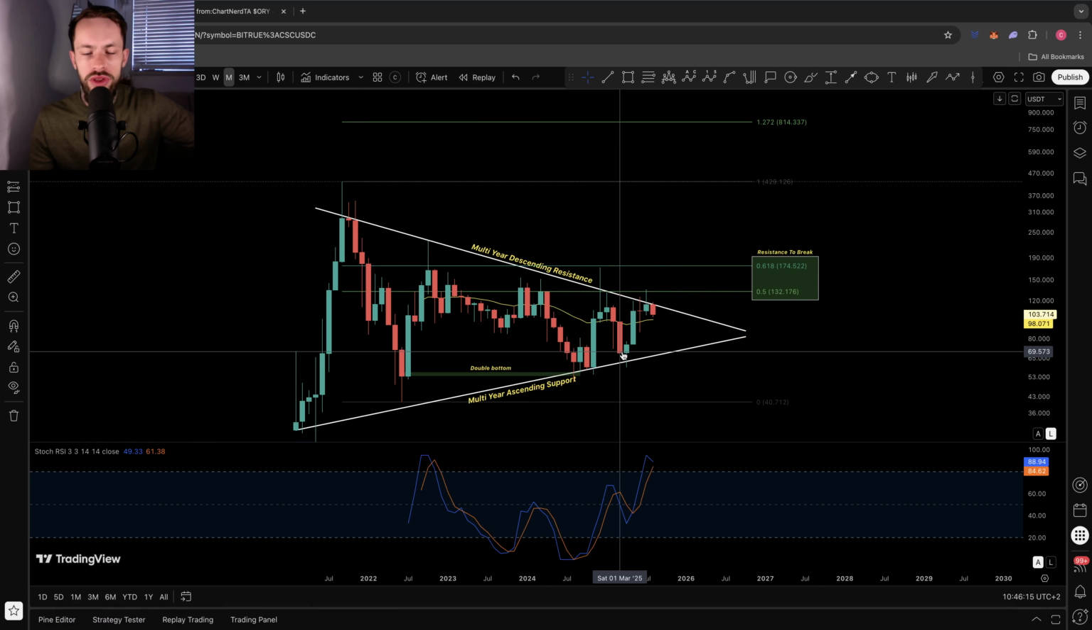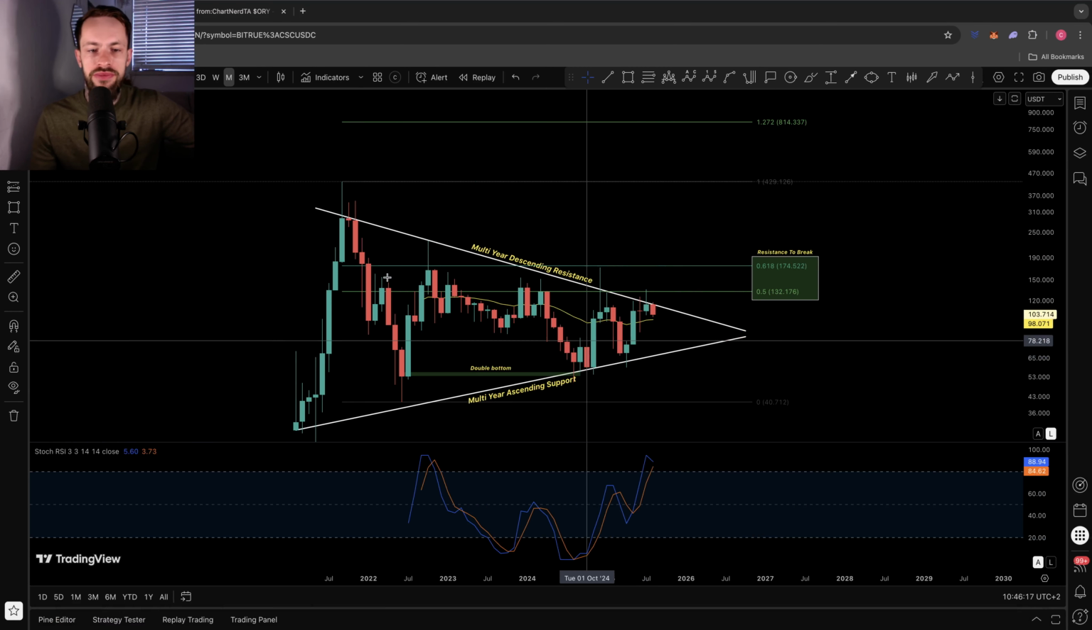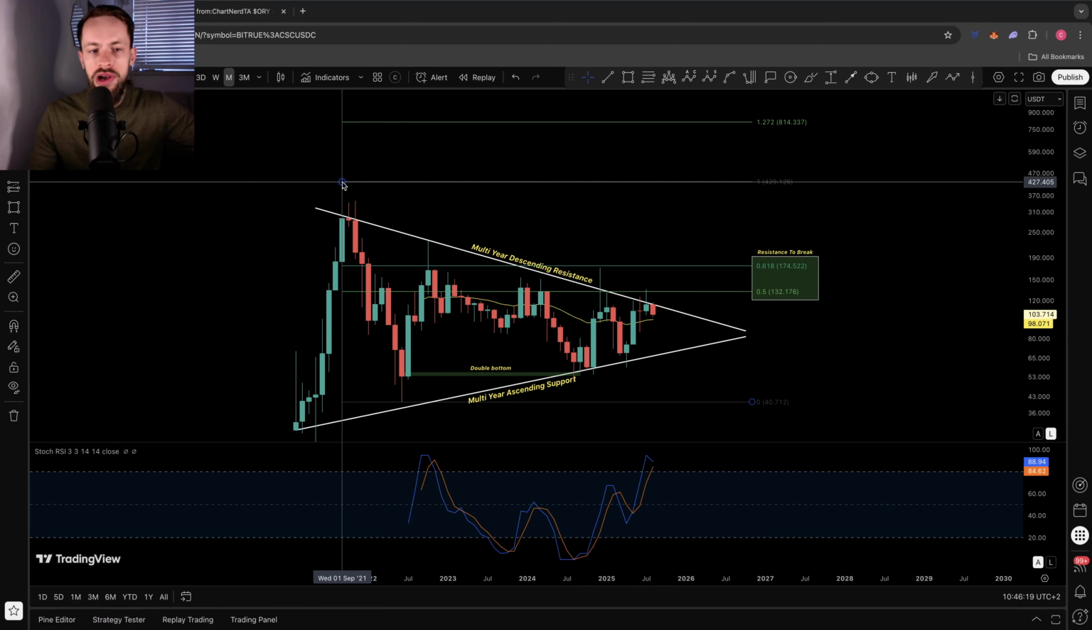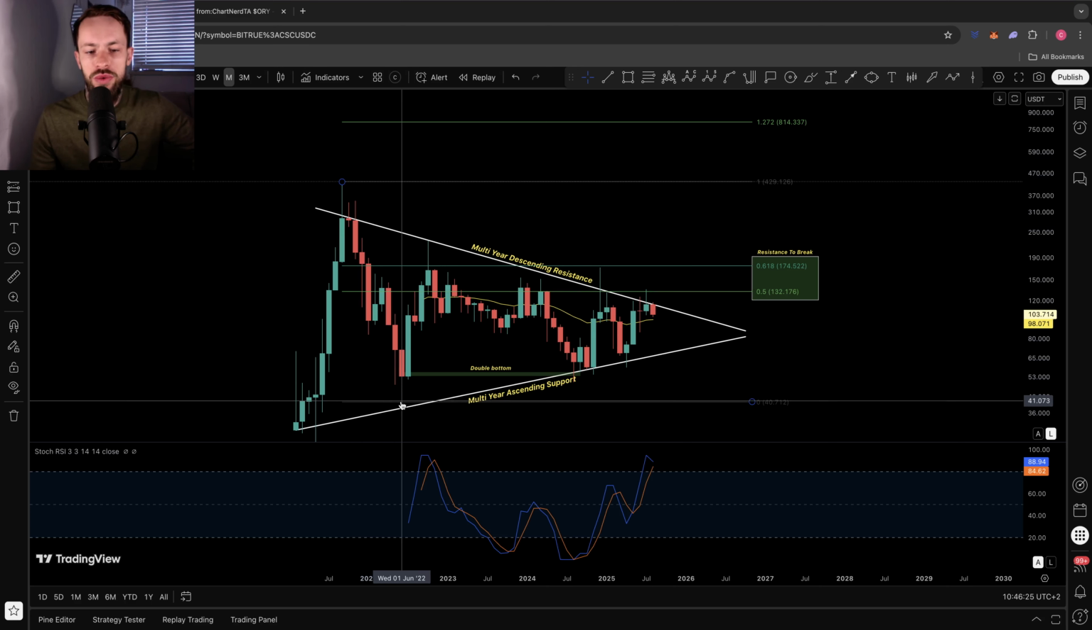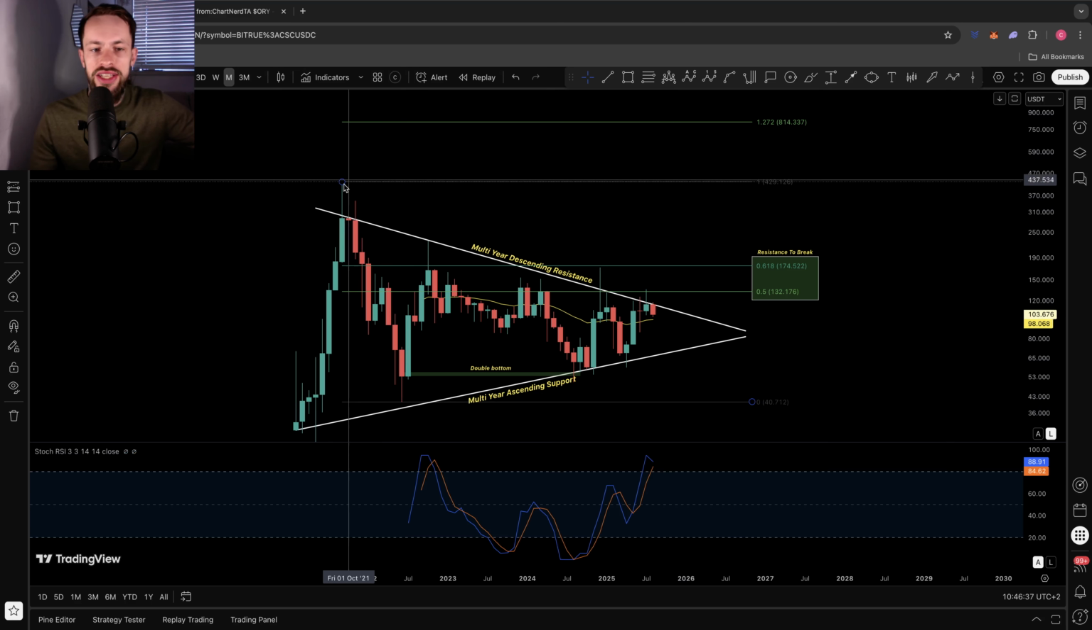So heading over to the monthly time frame for Quant, we have the all-time high back here at $430 roughly. And then this is the current cycle low, which was back in June of 2022, which brought Quant back to $40. So at the moment, Quant is trying to get from this low of June 2022 and is trying to retrace back to the all-time high of September 2021.